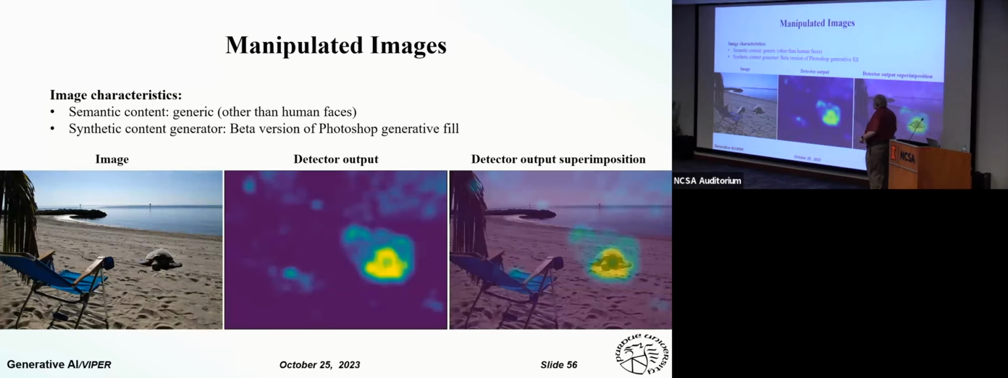Here's another example. Here we're looking at a beta version of Photoshop Generative Fill. You can see where a turtle has appeared, and you can see where we've detected where this turtle is. So again, we're building these tools, and you can read about them in our papers.